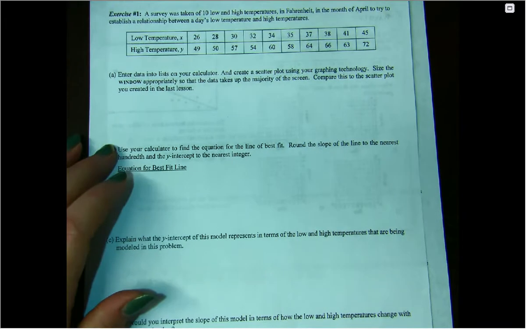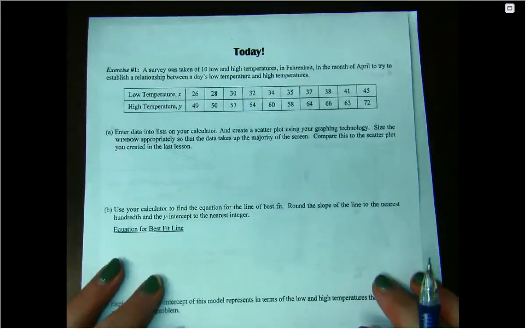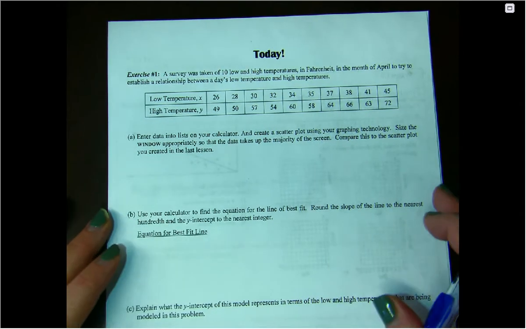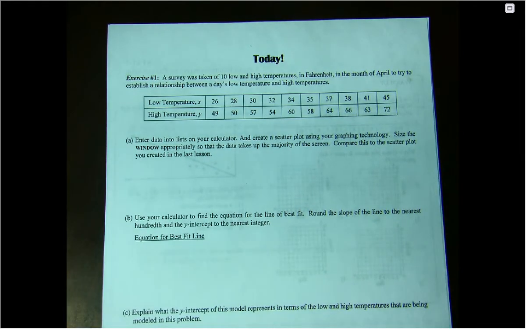So what we're going to be talking about today is making little plots, scatter plots, on your graphing calculator, okay? And then we're going to be talking about creating an equation for the line of best fit. So today is a calculator heavy day, okay? And if you have a calculator from the school, that's fine. You're going to follow the same buttons that I do, alrighty?